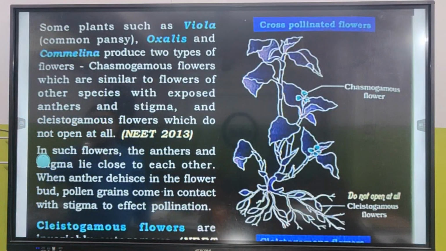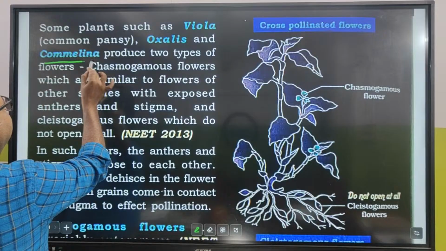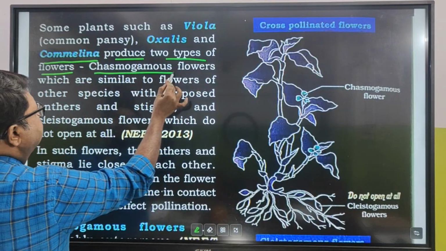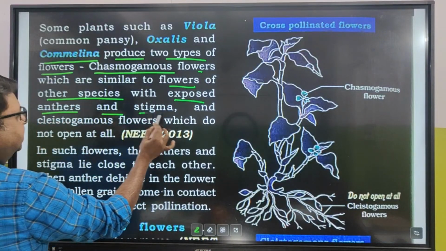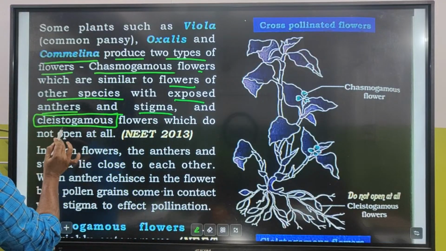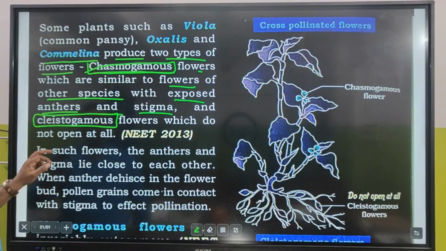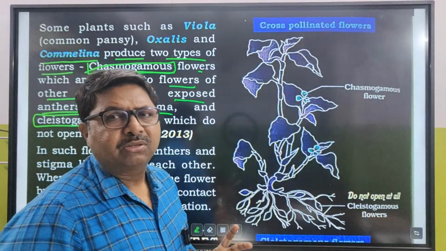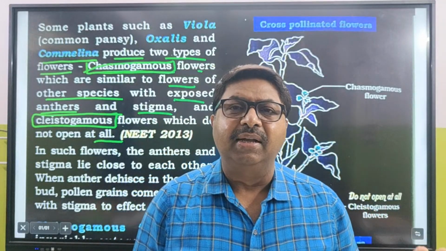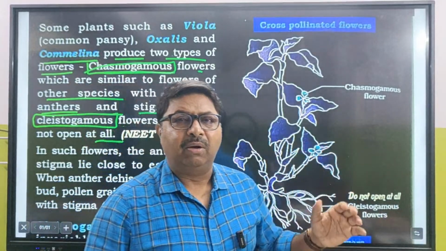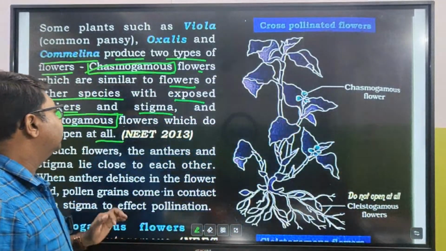In some plants such as Viola, common pansy, very very important, the examples are very important. Oxalis and Commelina produce two types of flowers: chasmogamous, which are similar to open flowers of other species with exposed anthers and stigma, and cleistogamous. Cleistogamous मतलब closed flowers. Chasmogamous मतलब क्या है, open flower. Cleistogamous flowers do not open at all. तो जब ये open नहीं करेगा, तो उसमें क्या होने वाला है, self pollination is the only possibility. Self pollination is the only possibility in case of cleistogamous flower, but in case of chasmogamous flower, the open flower, तो यहाँ पे क्या होने वाला है, सेल्फ पॉलिनेशन भी हो सकता है, क्रॉस पॉलिनेशन भी हो सकता है.